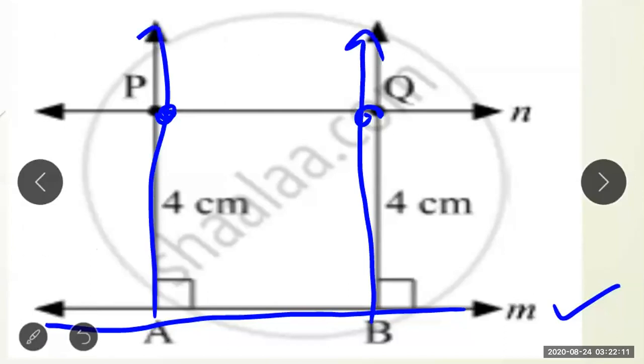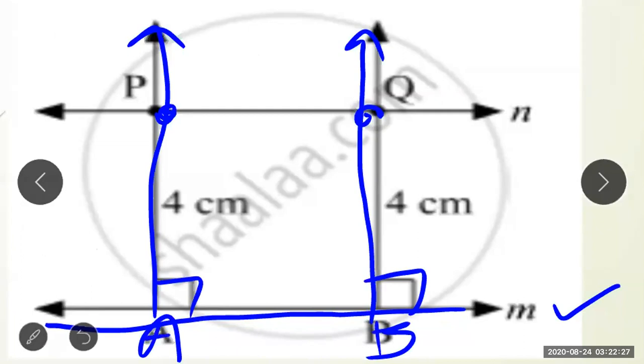From here also you will make a straight line. Straight line means it becomes this type of angle, it becomes a right angle. So you have to mark the symbol of right angle and then give the names A and B.